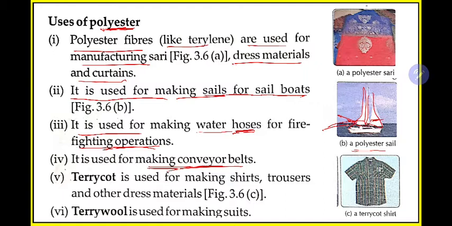Okay, conveyors. Then Terricot is used for making shirts, trousers and other dress materials. It is also used for making suits, different suits such as coat and pant. So these are some uses of Terricot.